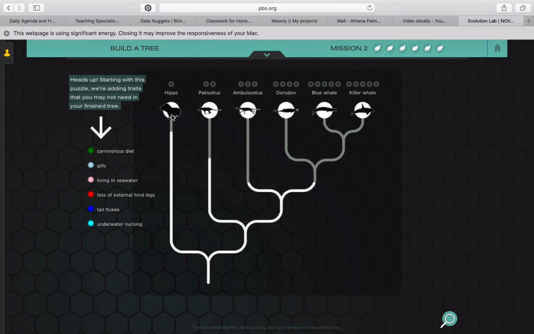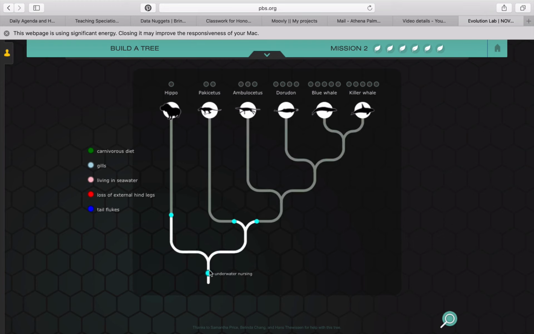All right, so it looks like I was right about the hippo being the outlier, the outgroup here, because it only has one thing that it shares with all the rest of them. So way down here, this common ancestor, what traits did it have that it passed on to everything past this point? Carnivorous diet, gills, living in seawater, loss of external hind limbs, tail flukes, and underwater nursing. Well, I know hippos do underwater nursing, and I'm going to guess that these guys do too, so let's see if that works. And that is correct. So even these organisms that appear to be clearly land animals here actually had underwater nursing. After this branching event, every organism past this ancestor will have underwater nursing.